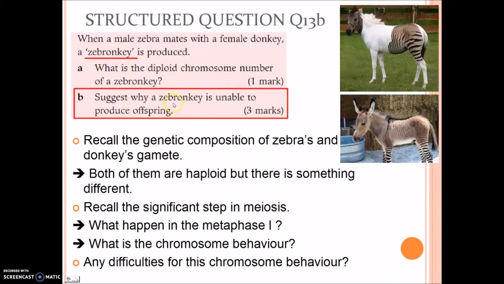So for the zebronkey, they have chromosomes, and they would like to produce their own gametes for fertilization, to have their own offspring. But the point is, can they produce normal gametes? Can they produce normal gametes? So recall the process in metaphase 1, and then you will know something.